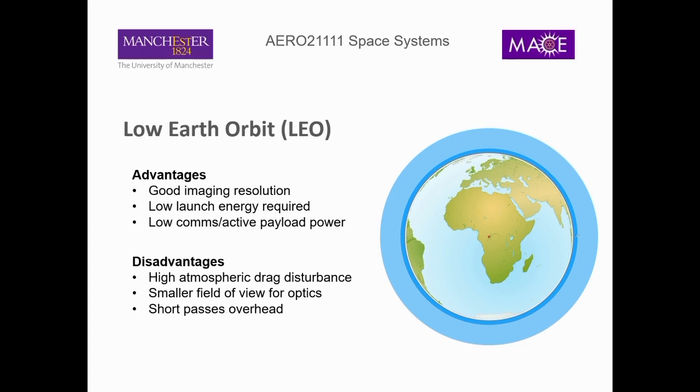A quick note that in spite of these disadvantages, low Earth orbit is where most of our satellites are, the vast majority of them. Partly because it's cheaper and easier to get to, partly because a lot of these advantages outweigh the disadvantages, and partly because, like I say, things like Starlink and OneWeb, these mega constellations are all going into these orbits, and that's starting to bulk them up. But in general, it's been a pretty busy orbit regardless. Yes?